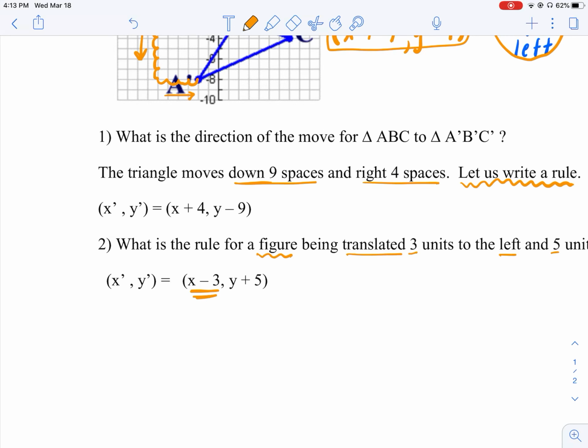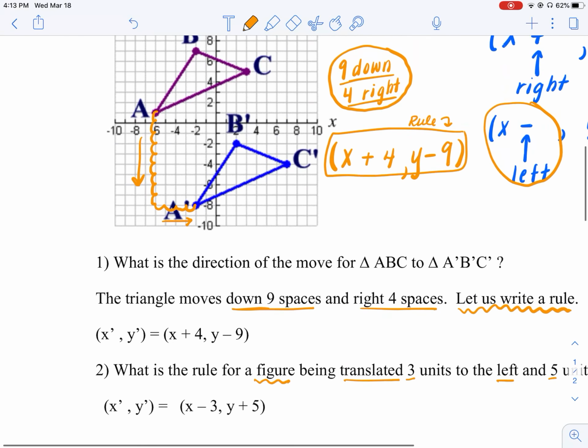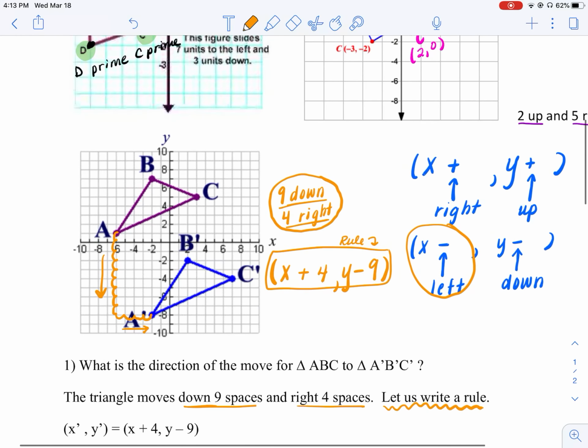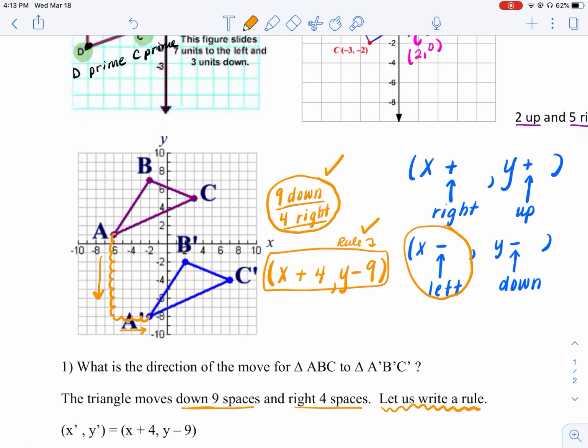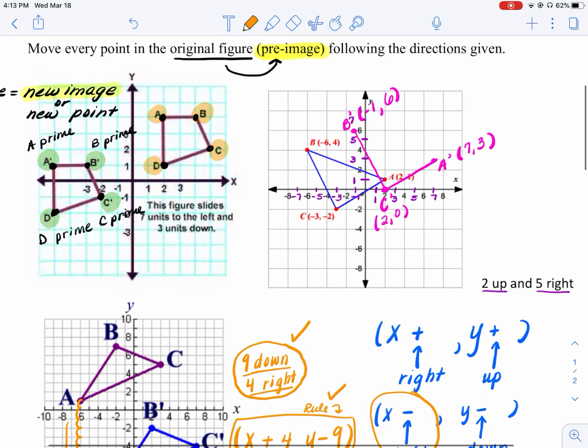So sometimes they're going to ask you to actually graph. Sometimes they might want you to write this down. Sometimes they might ask you for the rule. Sometimes they might really want you to put some points, like they might actually want you to slide a certain amount of times.